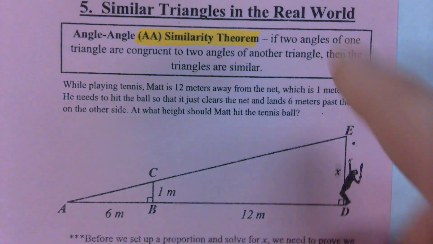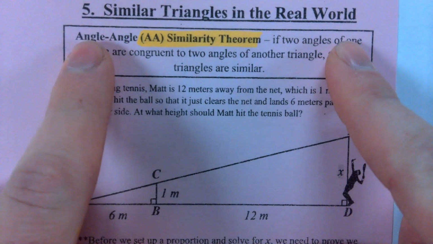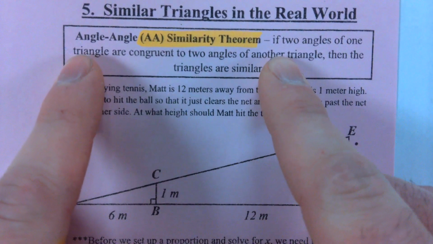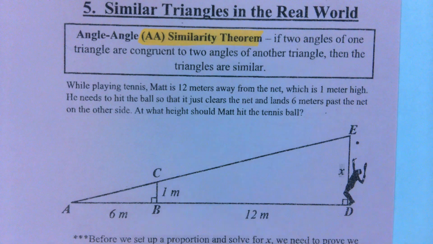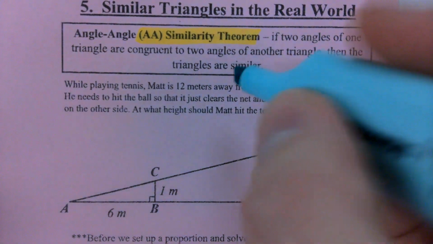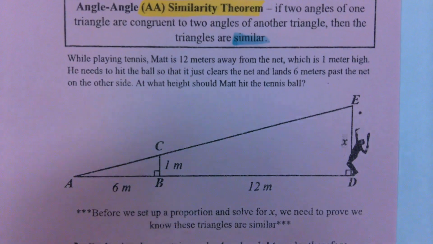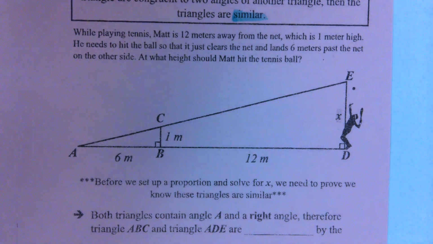And this theorem states that if two angles of one triangle are congruent to two angles of another triangle, then the triangles are similar. Right? Exactly what we've been talking about the last couple of days. So let's take a look at this first example. Well, first and only example.